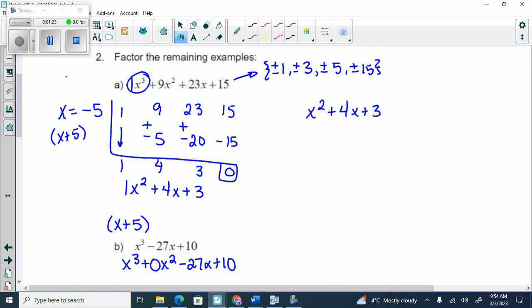What multiplies to give me 3? And what adds to give me 4? 3 and 1. So I get x plus 3, x plus 1.